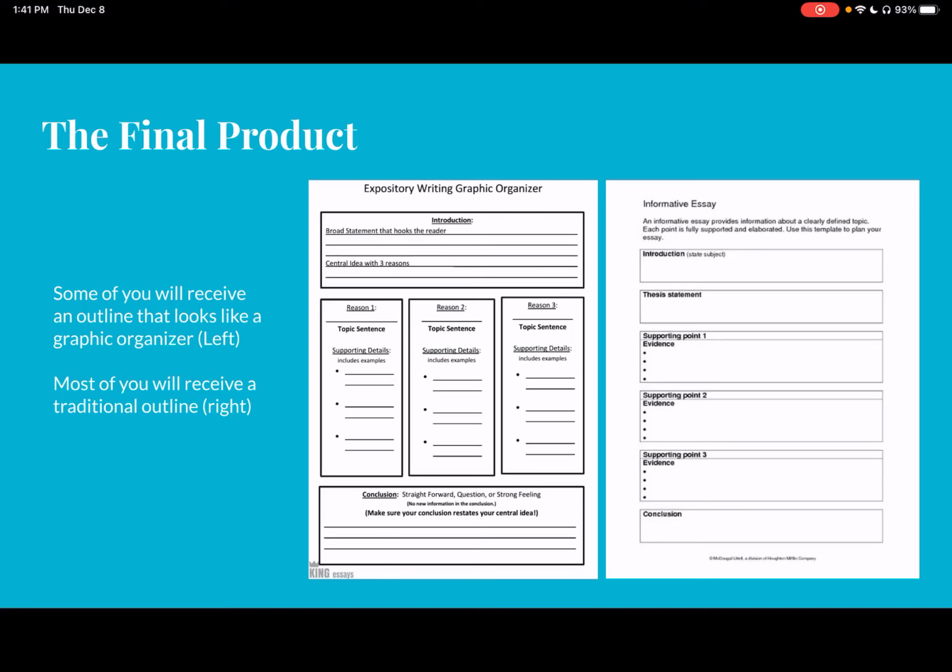So the final product. These are what your 2 graphic organizers are going to look like. One of them, the one on the left, there are very few of you. There are some of you who will receive an outline that looks like the one on the left. Most of you are going to receive the outline on the right, which is a traditional linear essay outline. And it's the same amount of work. It's just chunked differently.